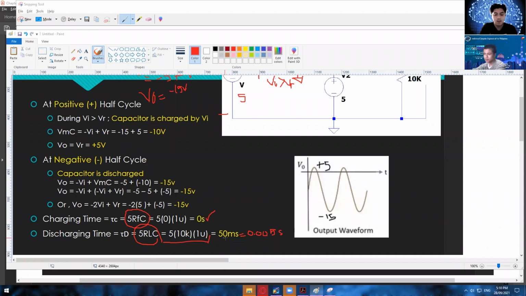.05. Teka lang. 1, 2, 3. Ayaw nga. Kasi yung sa akin is 5 milliseconds lang. So this one is 0.05 second. So thank you for that one.